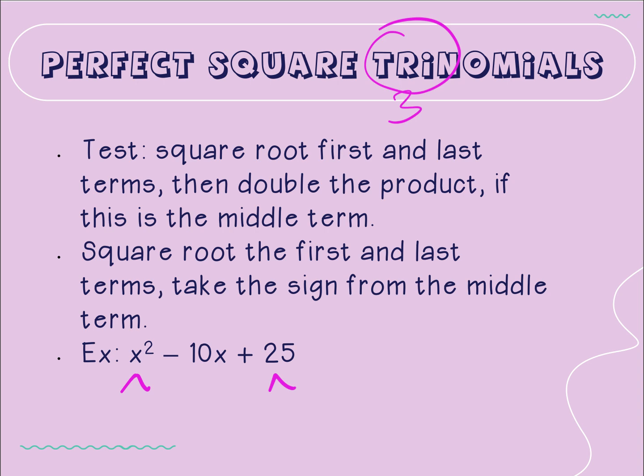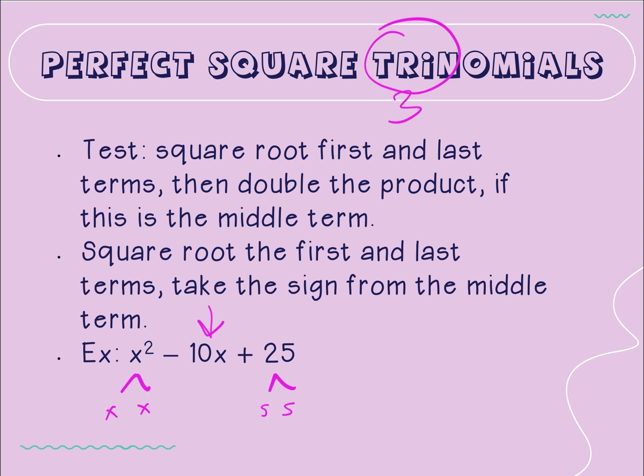Is the first term a perfect square? Yes. X and x. Agreed. Is the last term a perfect square? Yes. 5 and 5. If I double the two terms together, does it equal the middle term? Well, 5 times x is 5x times 2 would be 10x, right? So yes, this is a perfect square trinomial.